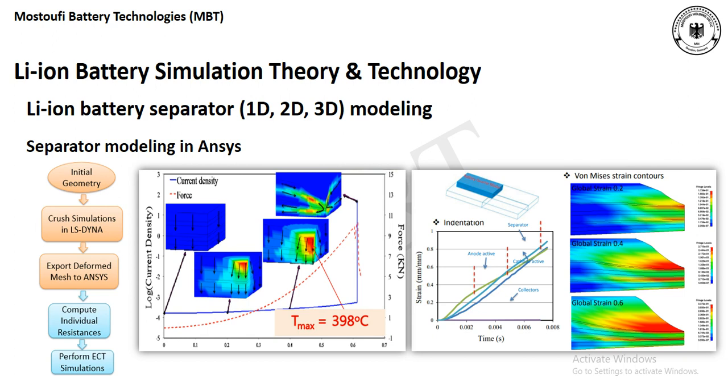Now here you can see a model in the Ansys software. If you look at the flowchart, we can see that first we have the initial geometry, then we can conduct a crash simulation in the LS-DYNA solver. For example, when a battery pack of a car goes under an accident, we export the deformed mesh to the Ansys and compute individual resistances and perform ECT simulations.